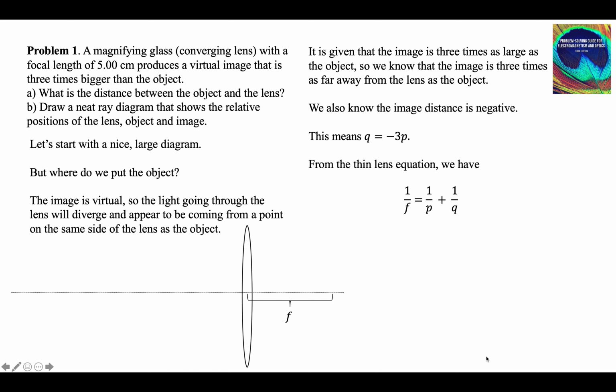1 over f equals 1 over p plus 1 over q. We can substitute in minus 3p for q. Now we need a common denominator. We plug in 5 centimeters for the focal length. We write 1 over p as 3 over 3p. And then we can do the subtraction. We have 1 over 5 centimeters is 2 over 3p. We cross multiply, and we get p is 3 1/3 centimeters. So that's where the object is, and that's the answer to part A.